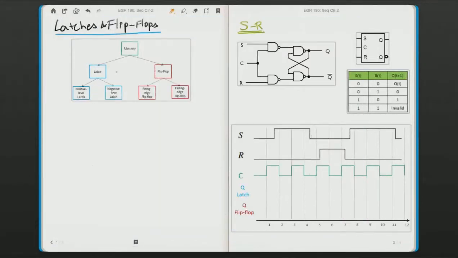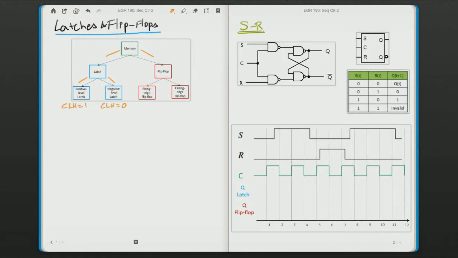Hello everyone. In this short video, we're going to look into the two different types of memory elements, which are the latches and flip-flops. As we recall, memory is classified into two types, latch and flip-flop. A latch is classified into two types again, which are the positive level latch, for which the output changes when clock is 1, and the second one is the negative level latch, for which the output changes when clock is 0.